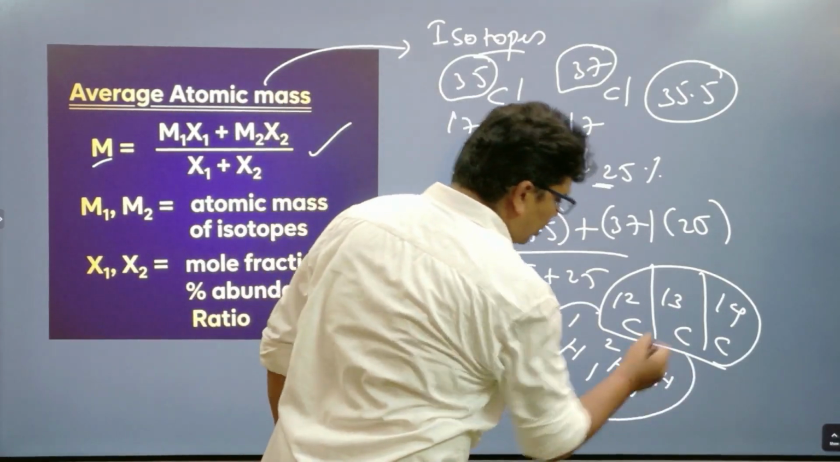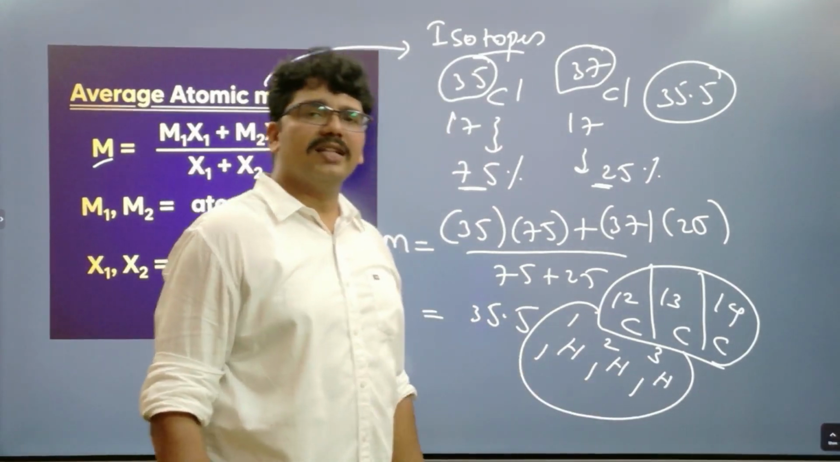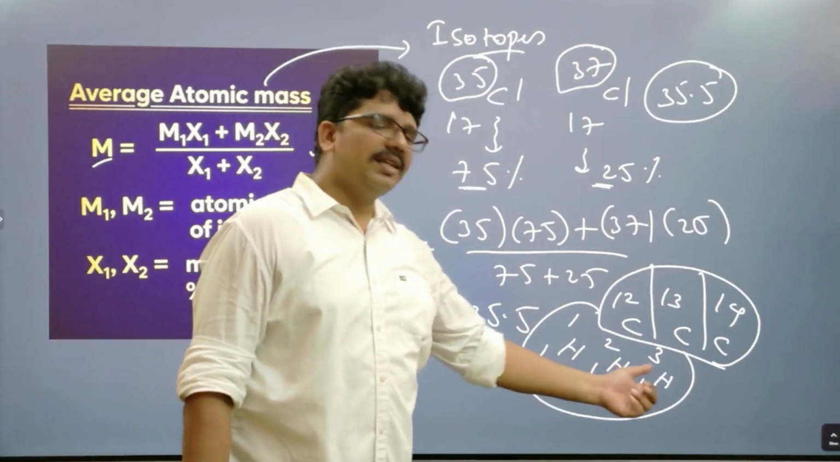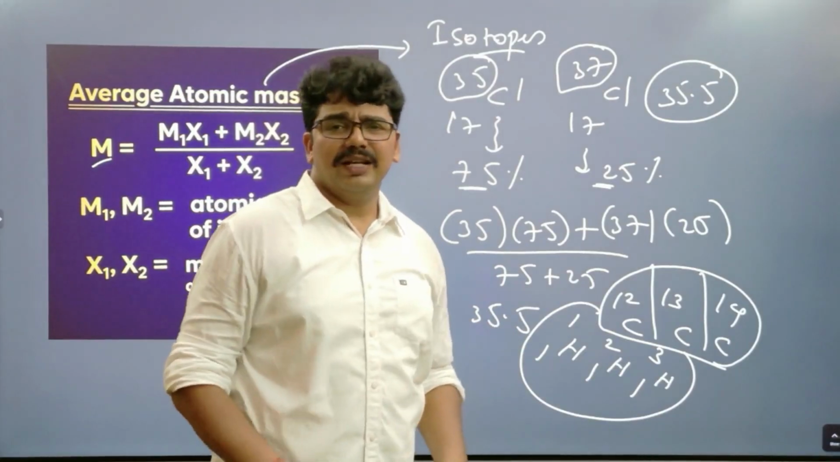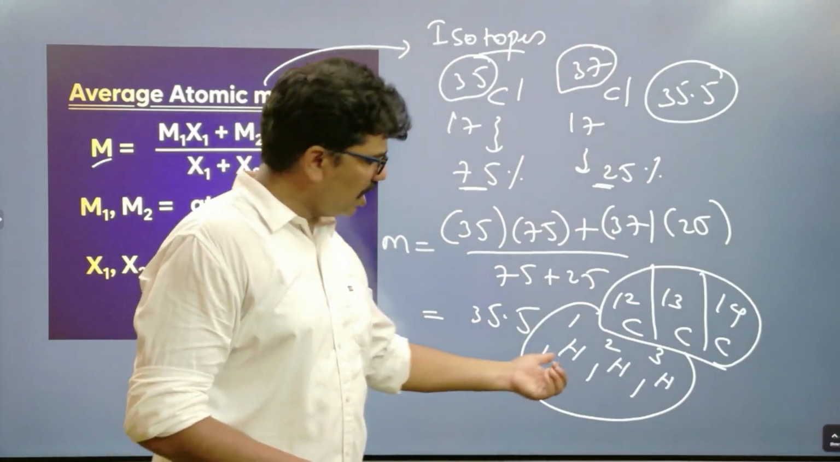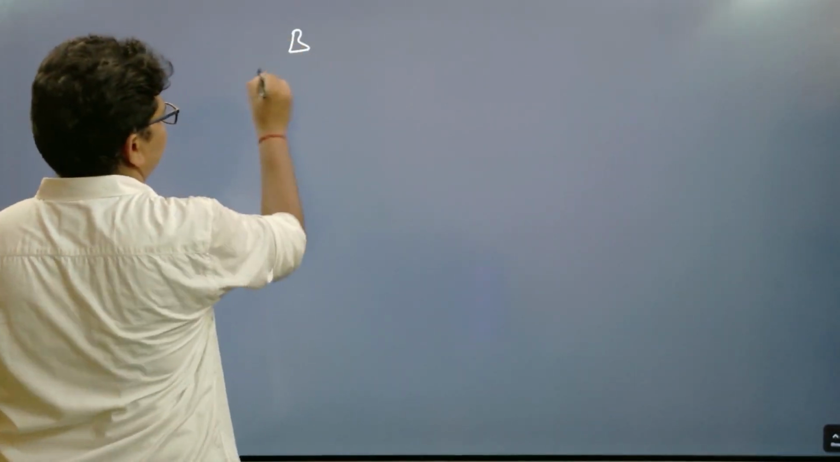Same concept for hydrogen also. There are 3 isotopes for hydrogen: protium, deuterium, tritium. What is atomic mass of hydrogen? 1. Deuterium and tritium percentage abundance is very less. So no need to go for average atomic mass. So hydrogen atomic mass is what? 1.